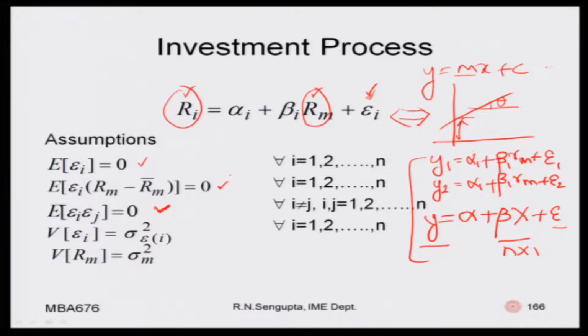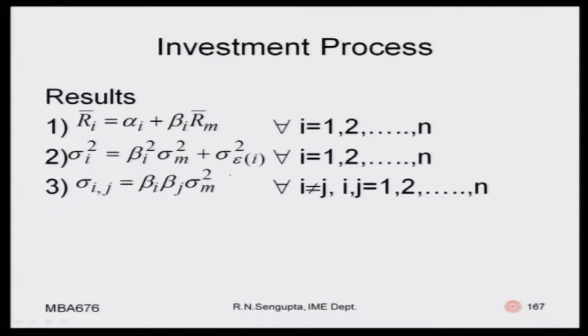Once we consider that, the second equation gives us the variance of the particular stock, which consists of 2 terms: beta i square into sigma square m, plus sigma square of epsilon. So, we should make a note of these 2, about which we will discuss in a few moments.